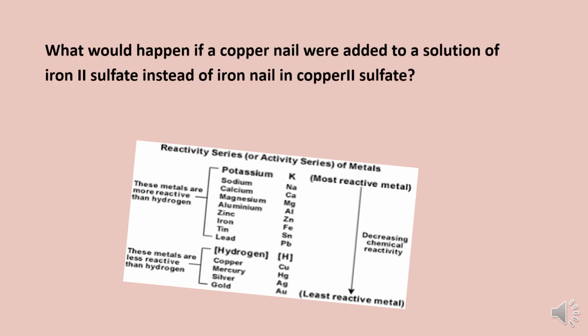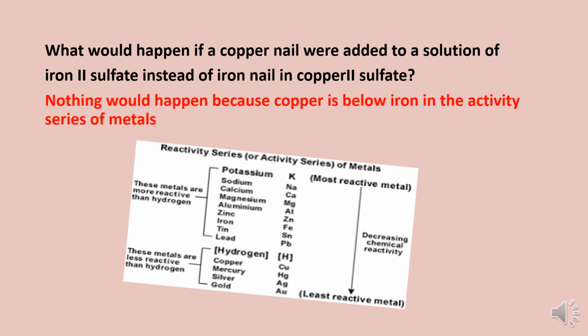Okay, now let's see the question. What would happen if a copper nail were added to a solution of iron 2 sulfate instead of an iron nail in copper 2 sulfate? Do you think that we have a reaction? Let's think about it. The answer will be no, because nothing would happen, because copper is below iron in the activity series of metals.